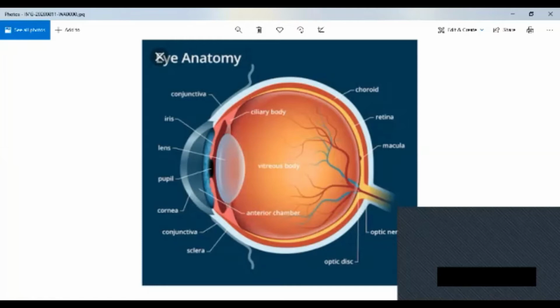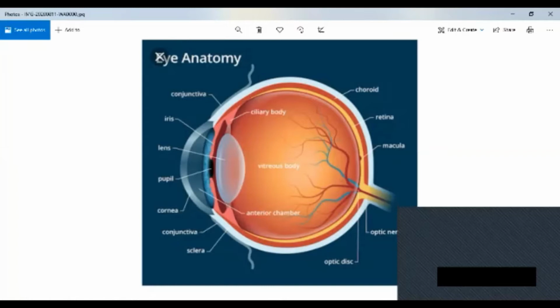The aqueous humor is present inside the aqueous chamber, which is present in between the cornea and the lens. You can see the anterior chamber; that portion is known as the aqueous chamber, and inside it the aqueous humor is present. It is a water-like fluid, and its function is to nourish and provide nutrients to the tissues of the eye.